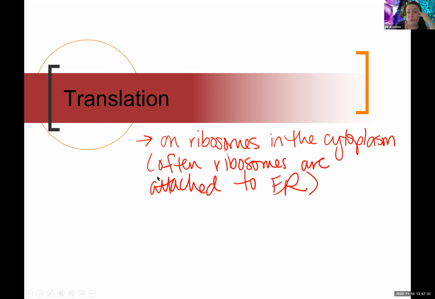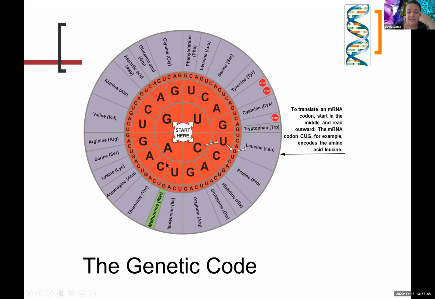And then the goal, of course, of translation. So remember the sort of overarching purpose of transcription is to use DNA as a template to make RNA. Okay. Now we're using RNA as the template to make protein. Good. We'll come back to this in a second.